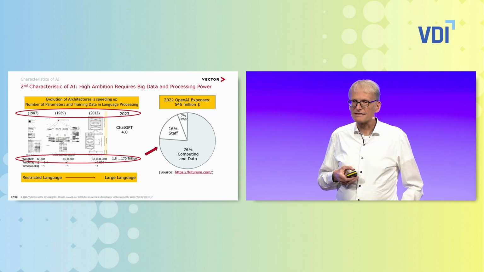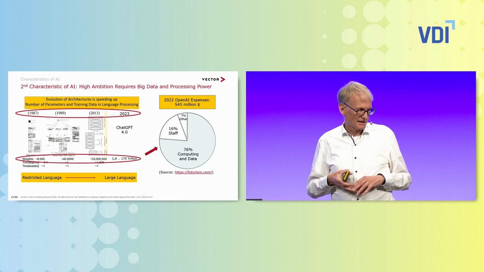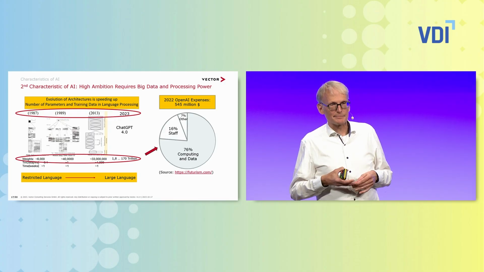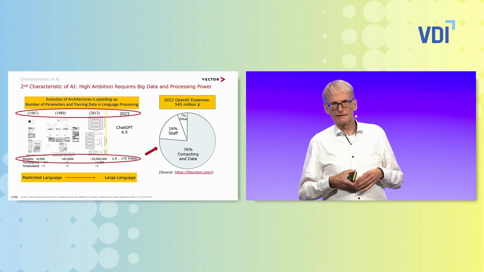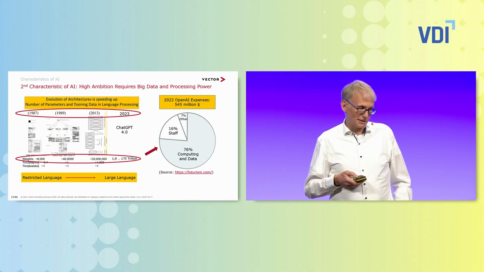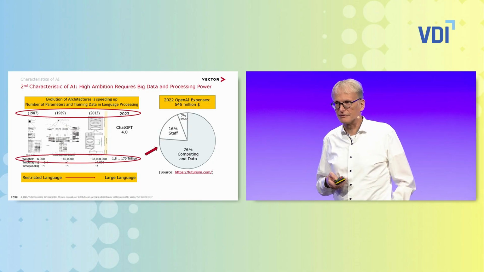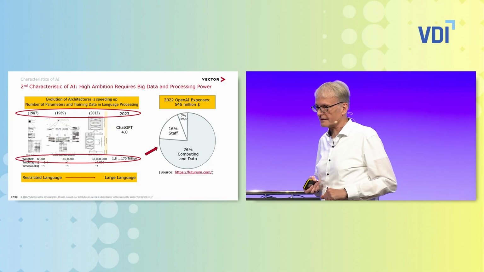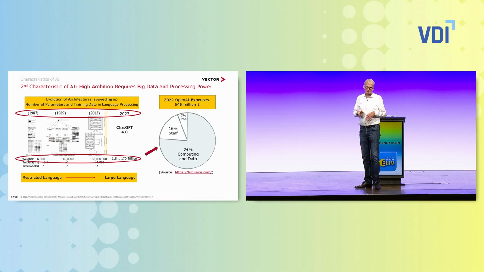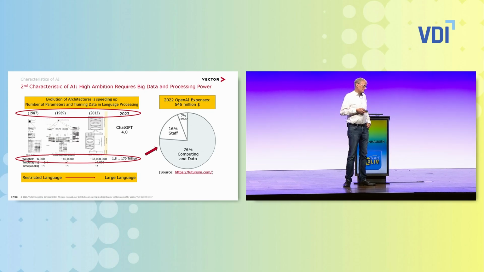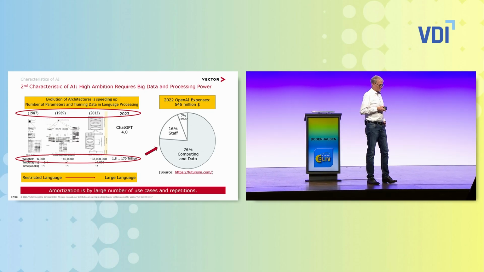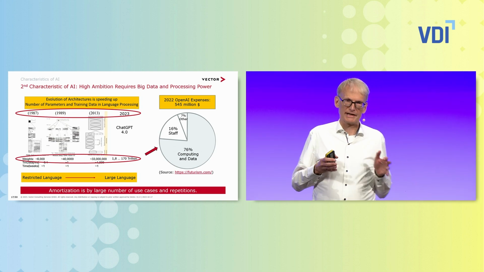However, this comes at a certain cost. So if you look at the 2022 numbers, OpenAI expenses for that is $550 million. And a little bit surprising to the automotive industry, 76% is on computing and data. I think in automotive, it's the other way around. And now, if you look back, they are able to amortize that by a large number of use cases.